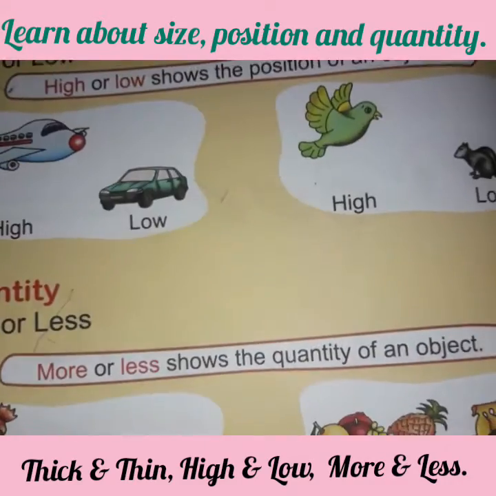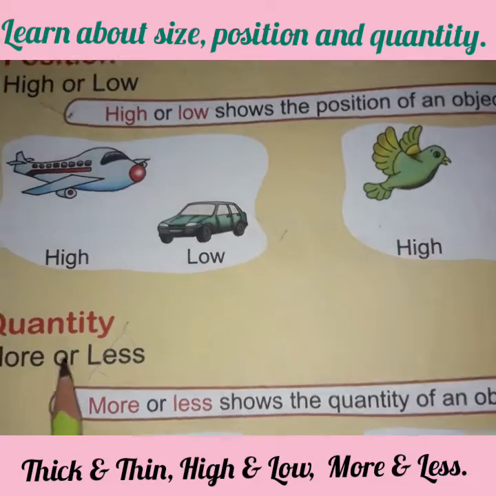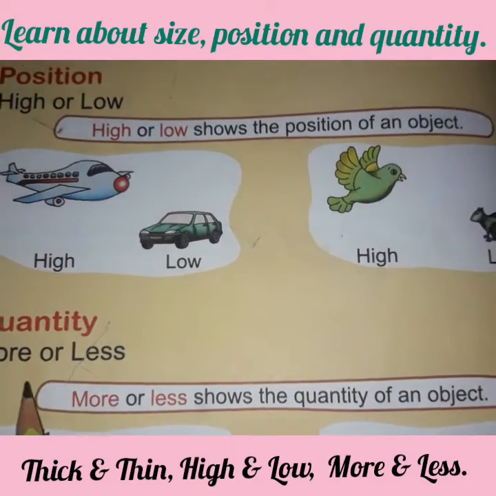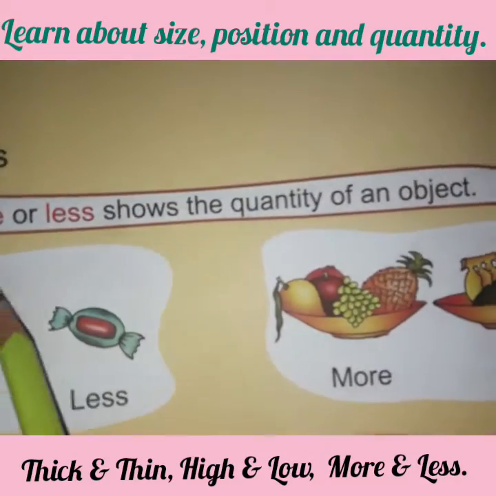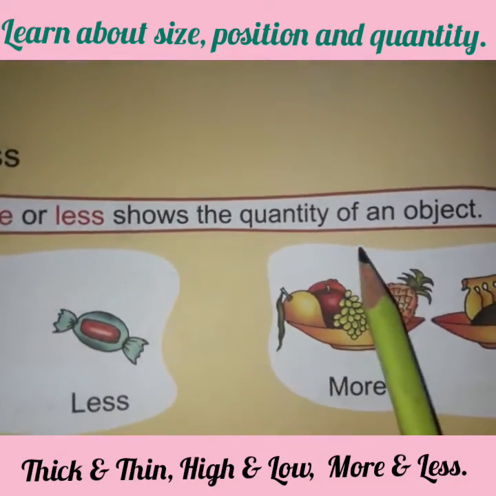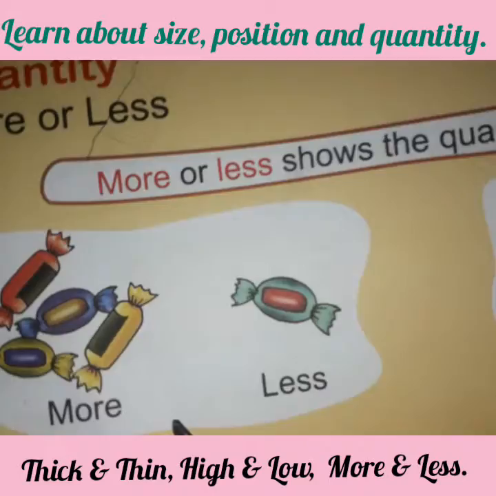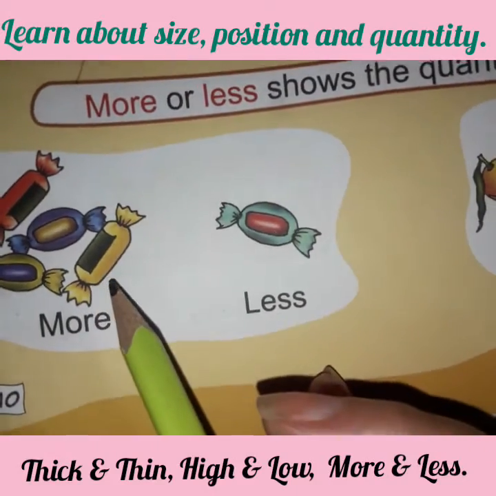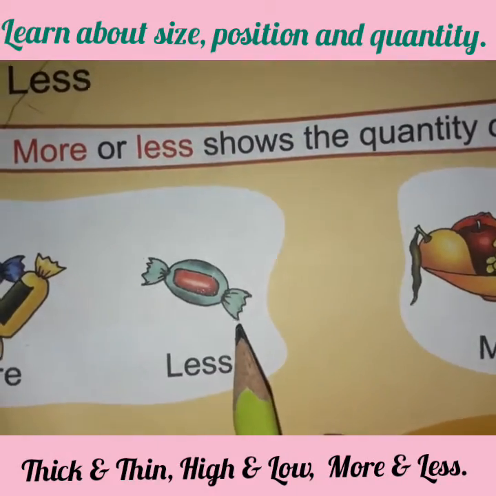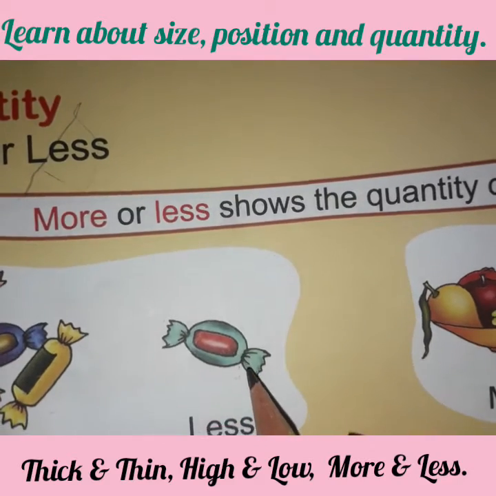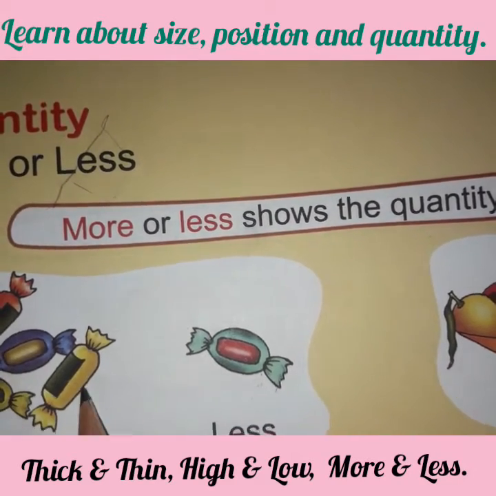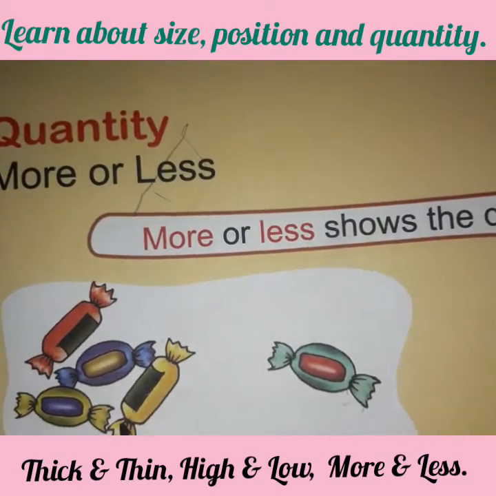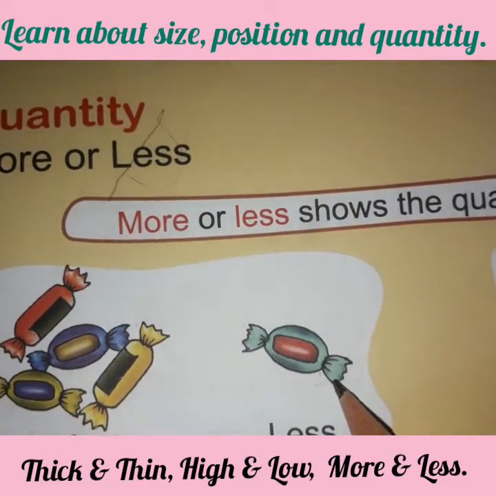Okay? Now children, you will learn about quantity here. And we measure quantity in terms of more and less. More or less shows the quantity of an object. Now look at this picture. There are a few candies here and there is only one candy. This one candy is less than these four candies. Count them. 1, 2, 3, 4. There are 4 candies. So 4 candies are more than this one candy.